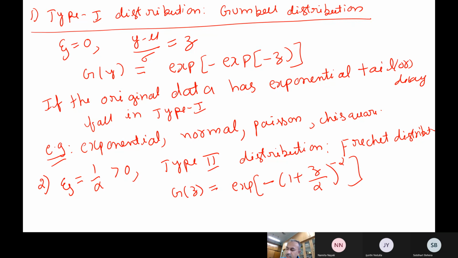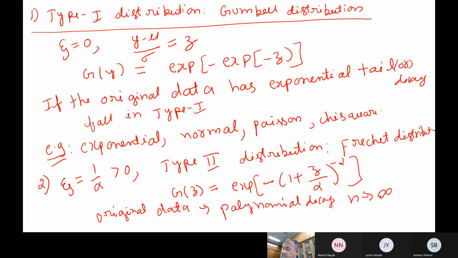What they say is, if the original data has a polynomial decay, then as n tends to infinity, these polynomial decay functions all come to type 2. So this is the second one. Exponential decay means they go to type 1, and polynomial decay means they go to this type 2 distribution.